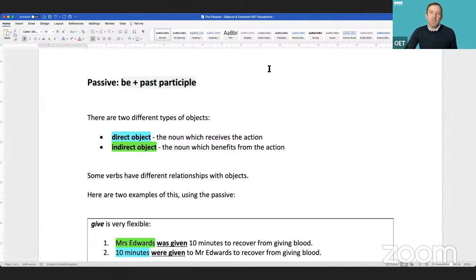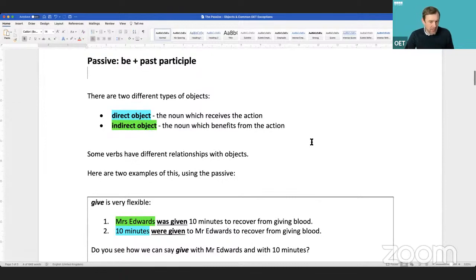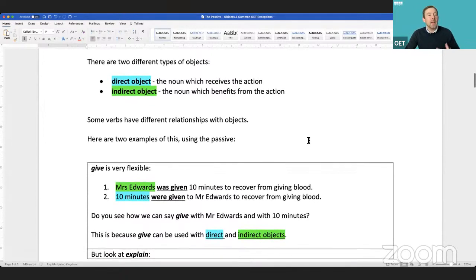We use the passive when we're trying to focus on what happens to the object and not what the subject does. Subjects do things, that's the active. Objects receive verbs. So when we use the passive, we're trying to focus on what happens to the object. But unfortunately, there are multiple types of objects, and we've got direct and we've got indirect.